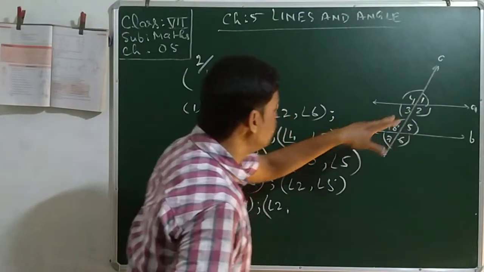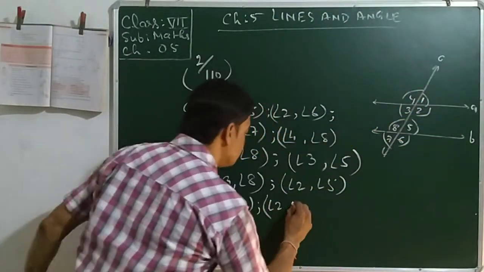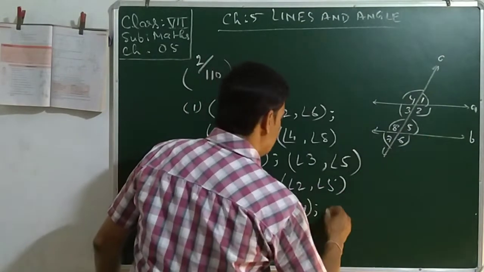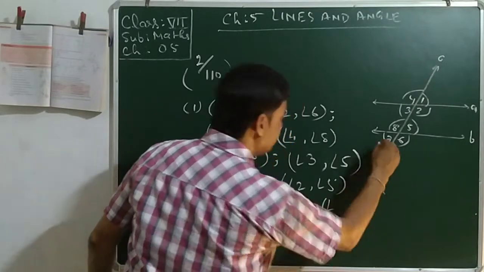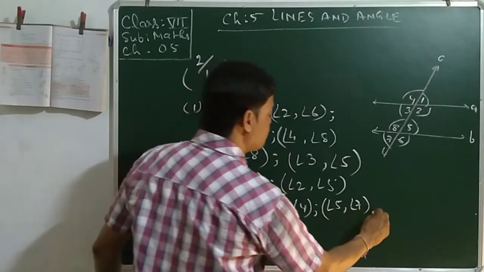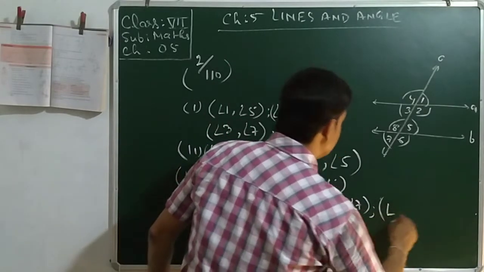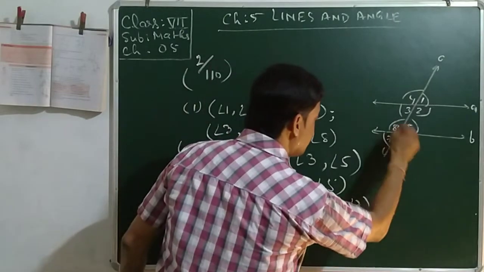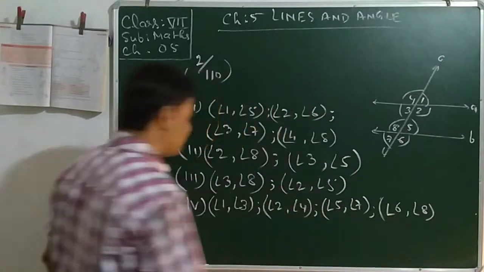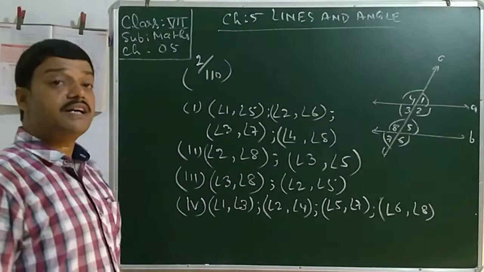Angle 1 and angle 3 are vertically opposite angles. Similarly, angle 2 and angle 4 are vertically opposite angles. Similarly, on the line B, angle 5 and angle 7 are vertically opposite angles, whereas the last pair is angle 6 and 8. So angle 6 and angle 8 are also vertically opposite angles. These are the pairs of vertically opposite angles. Come to the third sum now.